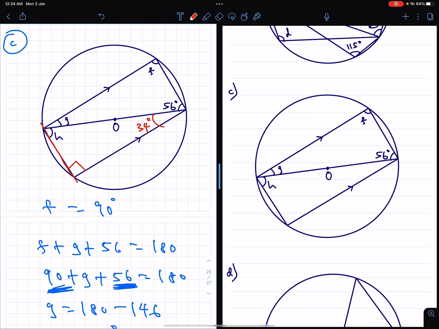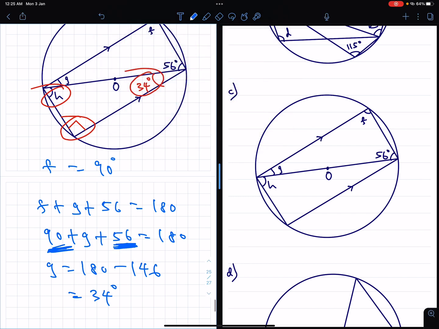You can say that this length and this length form a triangle with the diameter of a circle. So the angle between them is going to be 90 degrees. So the reason for that is angle in a semicircle. So if this is 90 degrees and this is 34, then we can find H.